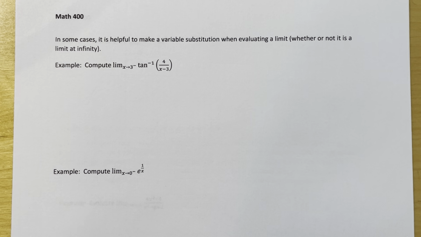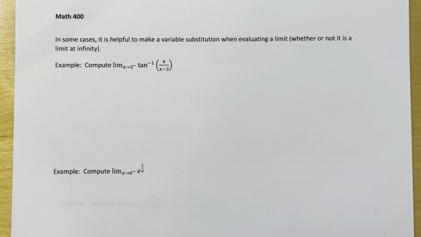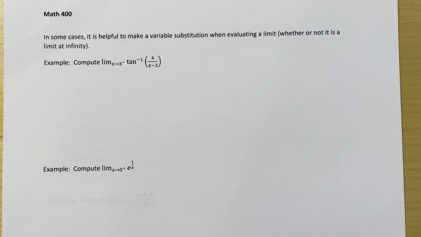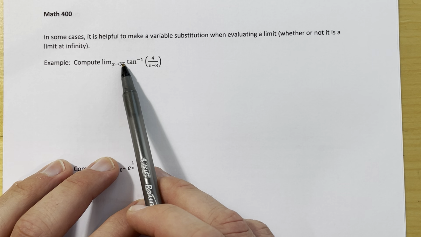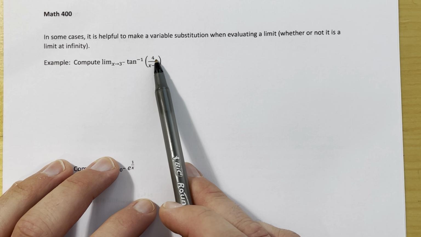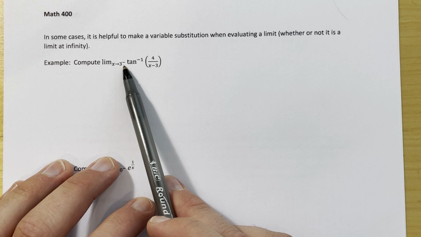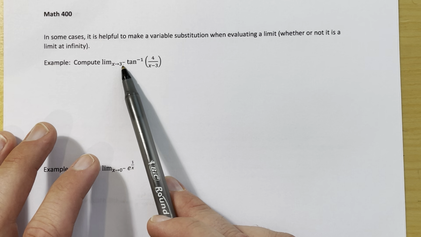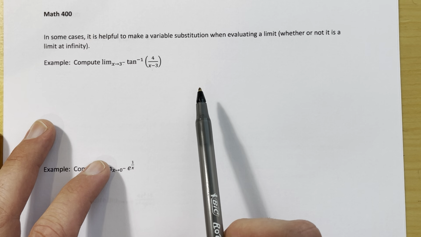All right, up here I have this little explanation that we're going to use to evaluate a couple of limits. It says, in some cases, it's helpful to make a variable substitution when evaluating a limit, whether or not it is a limit at infinity. So let's take a look at this one. The limit as x approaches 3 from the negative side of this expression, 4 over x minus 3. Now you could try and deal with this directly, but obviously you can't just plug this 3 in here because you're going to end up dividing by 0 if you do that.